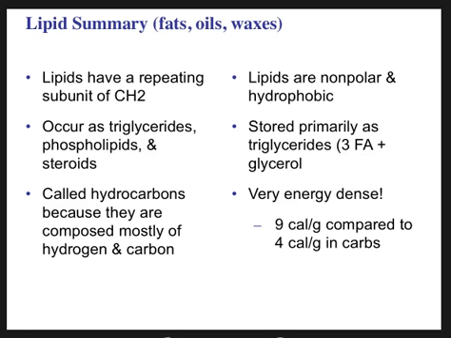We store primarily as triglycerides. A triglyceride, remember, was composed of a glycerol backbone and three fatty acids attached to it. And remember, these guys are very energy dense. Whereas we'll get 4 calories per gram of carb, we're going to get more than double that. We're going to get 9 calories per gram in the lipid category, right? So remember that bilayer structure, that self-assembly that we see in phospholipids, is going to come in an aqueous environment.